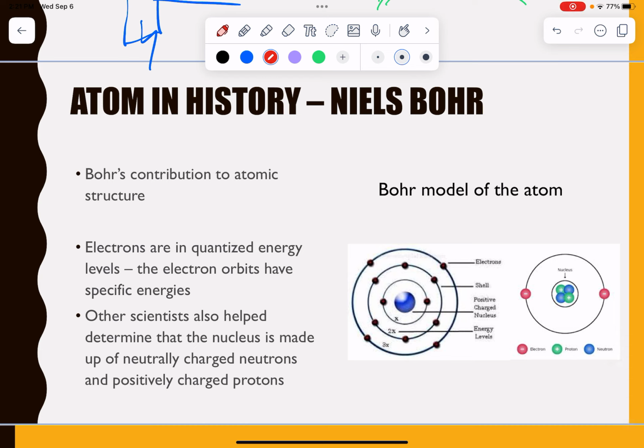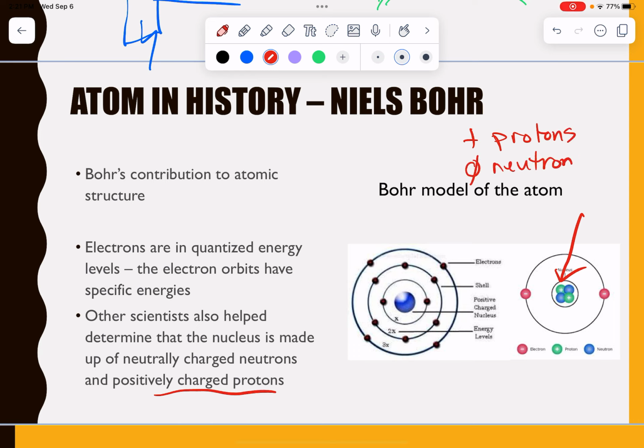So Bohr's model of the atom has two main things. One of the things is that from the works of the other scientists they realized that the nucleus is no longer just a positive charge, that it's actually positively charged protons and neutrally charged, or no charge, neutrons. And that those are big, much bigger than electrons, and those are what's in the nucleus. Now, along with that, probably more importantly, is that Bohr realized that electrons exist in quantized energy levels.